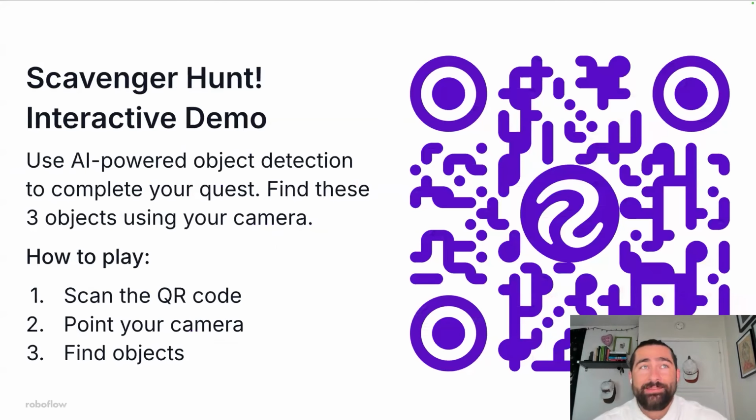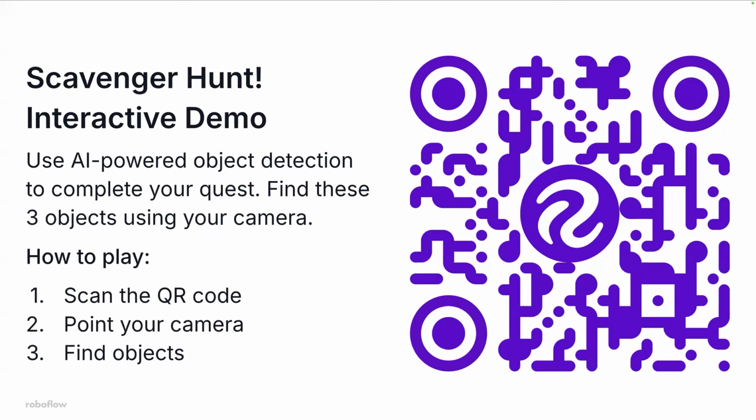So we've reached the end of my main talking points. And at this point, I'd like to invite you to take a couple minutes. We have a Scavenger Hunt interactive demo. So you can scan this QR code and hunt.roboflow.run should pop up on your mobile device. This is just kind of a fun demo app.